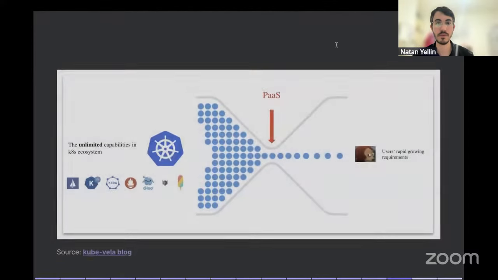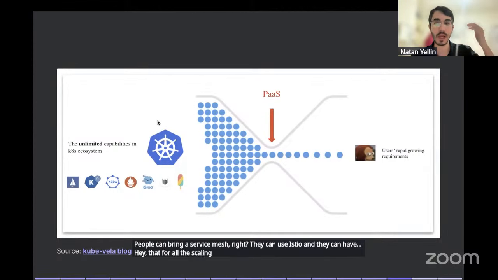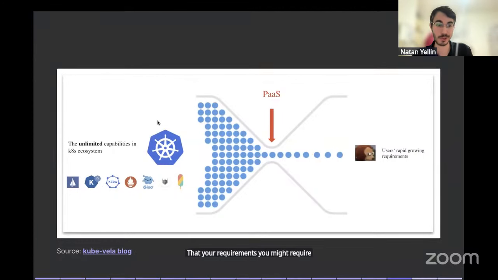Now, a good diagram that really illustrates this is from a project called CubeVela. And I just love this diagram. It shows the evolution of platforms over time. And the point is, on the left-hand side, you have all these unlimited capabilities of the Kubernetes ecosystem. So people can bring a service mesh, right? They can use Istio, and they can have KEDA for autoscaling according to, I don't know, Kafka topics, right? And Prometheus for observability. And there are all these other great capabilities in the Kubernetes ecosystem that you might require, because those are your requirements.